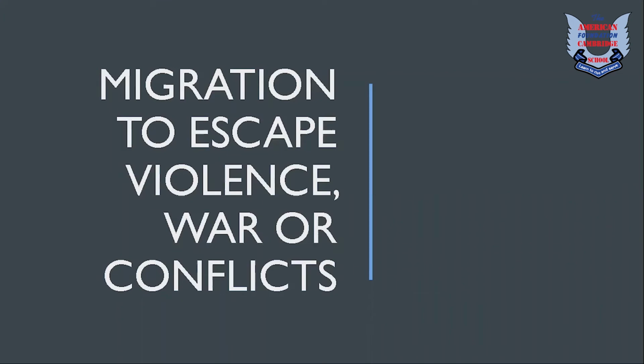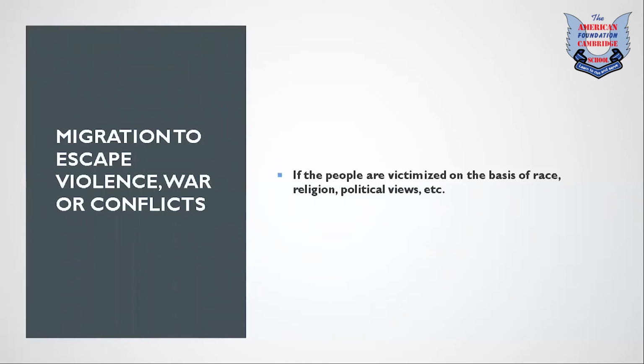Migration to escape violence, war, or conflicts. People are forced to migrate from a place if they are victimized on the basis of race, religion, political view, etc. More than half of the Jews in Germany immigrated to escape persecution and death at the hands of the Nazis between 1933 and 39. Basically, Nazis are the people that lived in Germany. They were killing Jews at that time. So Jews had to migrate across Europe to the USA and Palestine.